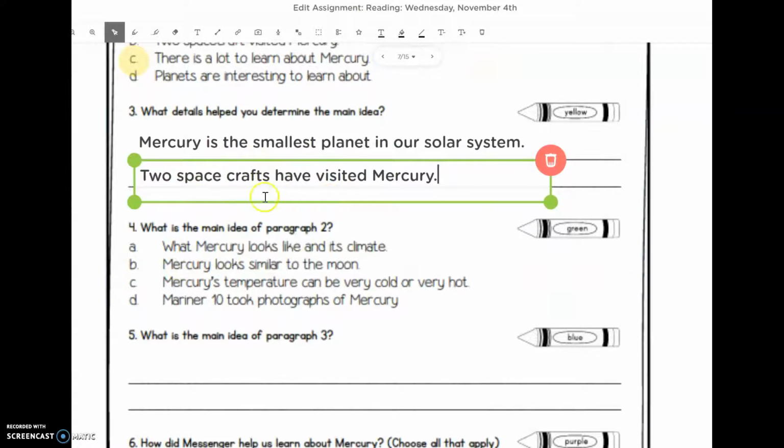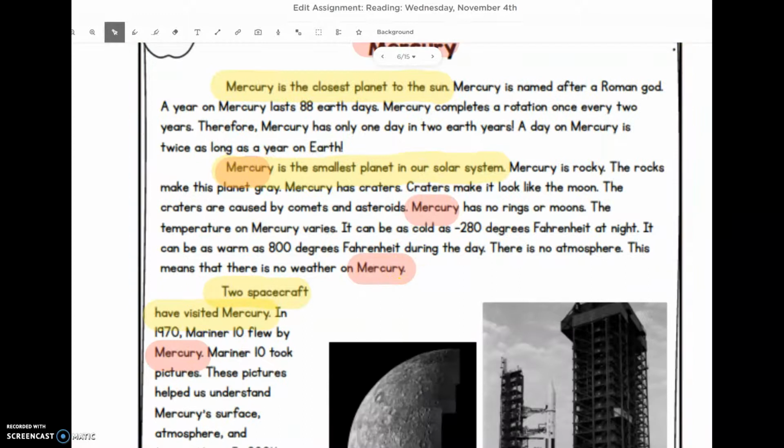What is the main idea of paragraph 2? Now, when we're looking at the main idea of a paragraph, we see paragraph 1 right here, paragraph 2, we can look at the topic sentence. So the topic sentence says Mercury is the smallest planet in our solar system. So majority of what this paragraph is going to talk about is its size. It's going to talk about what it looks like.